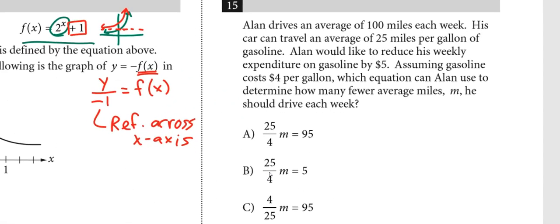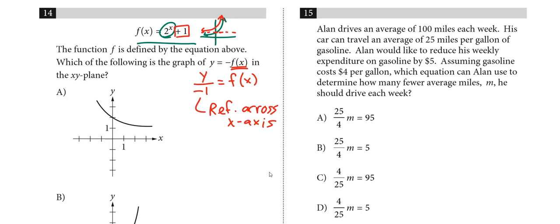Okay, let's get back to 15 here. Alan drives an average of 100 miles each week. His car can travel an average of 25 miles per gallon of gasoline. Alan would like to reduce his weekly expenditure on gasoline by $5. Assuming gasoline costs $4 per gallon, which equation can Alan use to determine how many fewer average miles M he should drive each week?